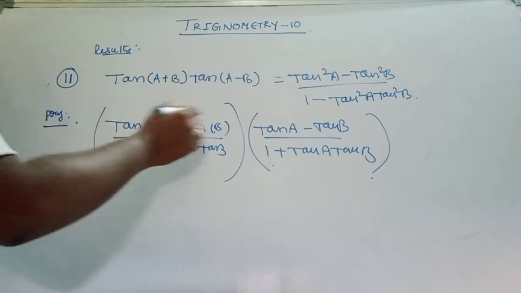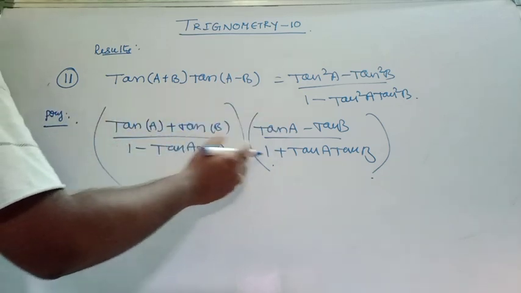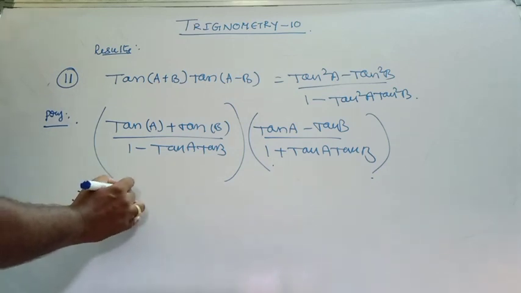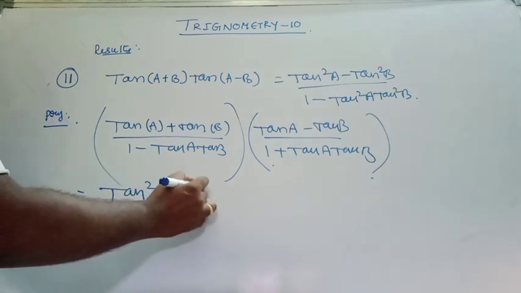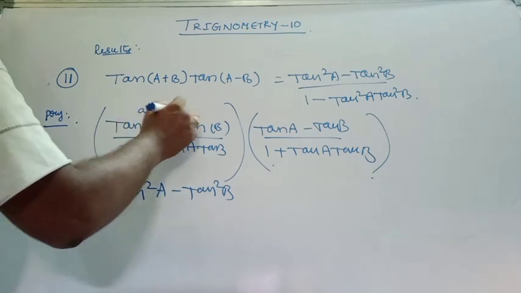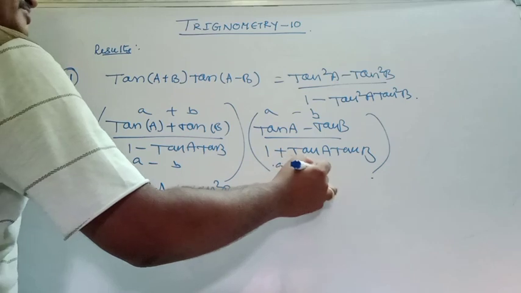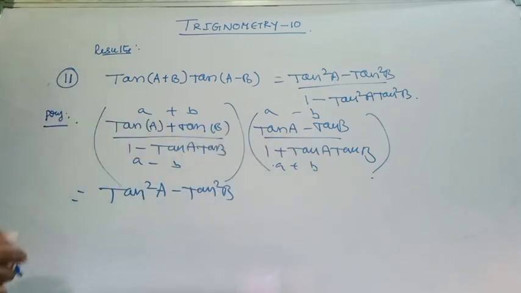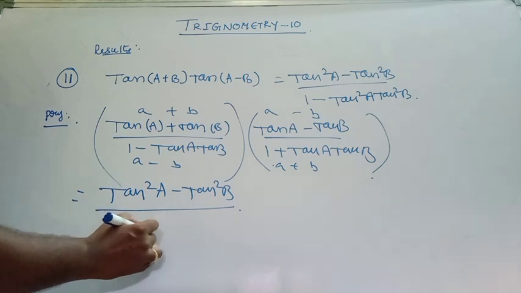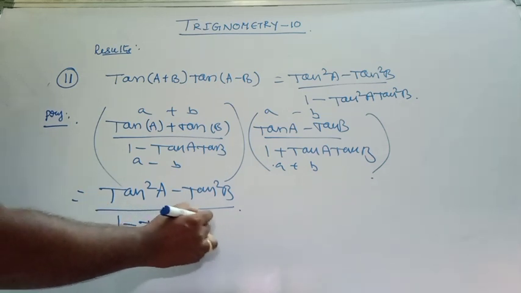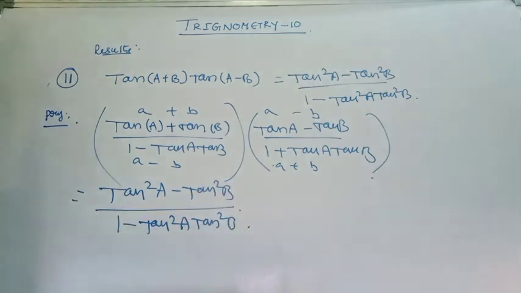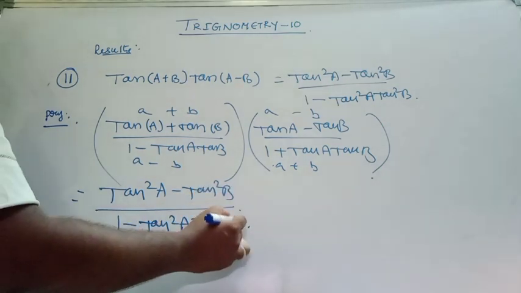The numerator is A plus B into A minus B, and the denominator is also A minus B into A plus B. This becomes now tan square A minus tan square B, because this is something like A plus B into A minus B, and here also A minus B into A plus B. You just multiply them like this with respect to numerators and denominators separately, by the formula A plus B into A minus B, that gives you A square minus B square. That becomes 1 minus tan square A tan square B. In this beautiful way we get this result.